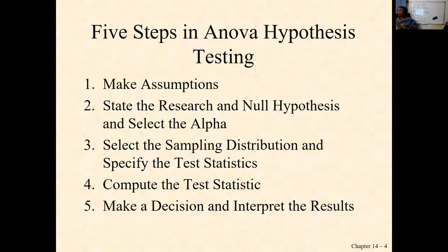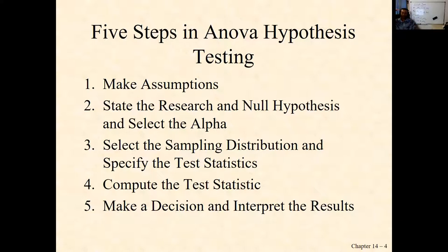that we followed with the t-test and the chi-square test, okay? First step, we're going to make assumptions. If we meet these assumptions, we can use this procedure. Okay. Second step, we're going to state the research hypothesis.